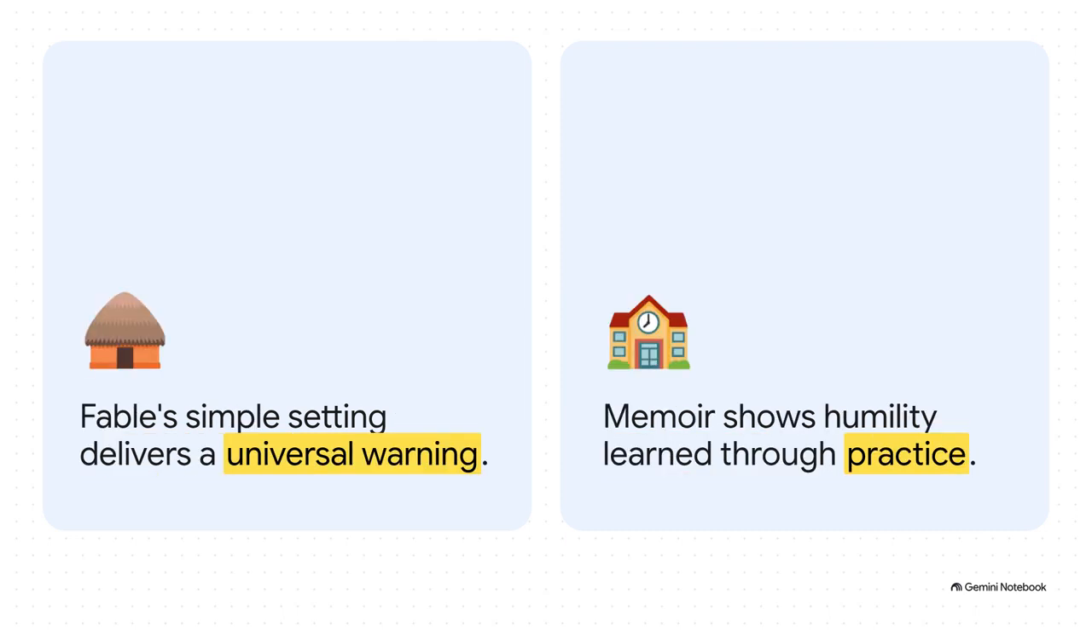All right, let's look at one final example. The theme here is humility. Text A is a fable set in this timeless, imaginary village, and it shows how pride leads to a major fall. Text B is a memoir set in a super-specific, modern classroom, showing how humility grows only after a tough personal failure. The timelessness of the fable delivers a universal warning to everyone, while the specificity of the memoir shows us humility being learned through gritty daily practice. They're delivering the exact same theme of humility, but in entirely different, really beautiful ways.